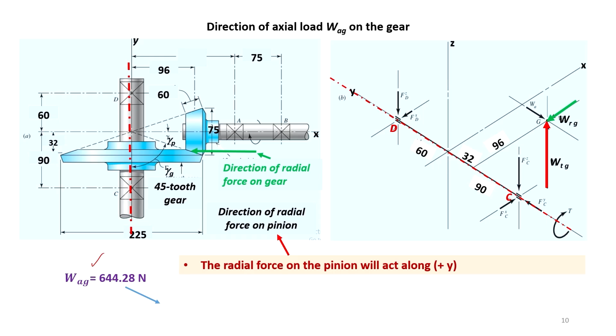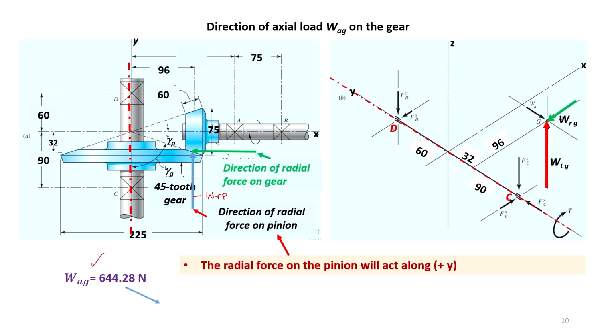This is the direction of the radial force on the pinion. This is Wr of the pinion, and this is acting in the positive y direction, and this direction is the direction of the axis of the gear. So, the axial force on the gear will act in the direction of y.